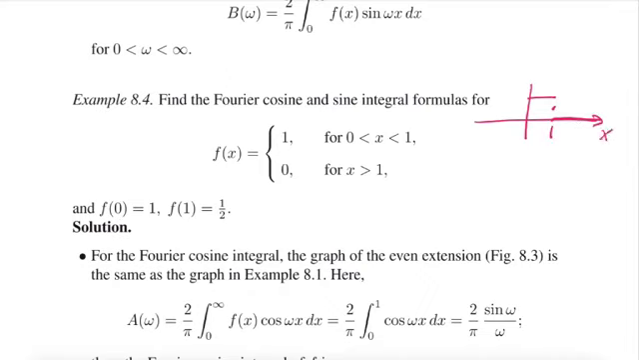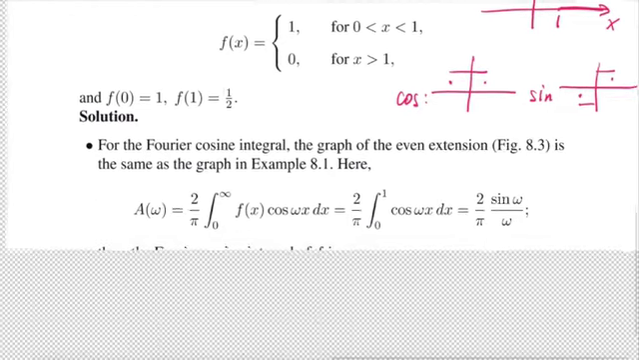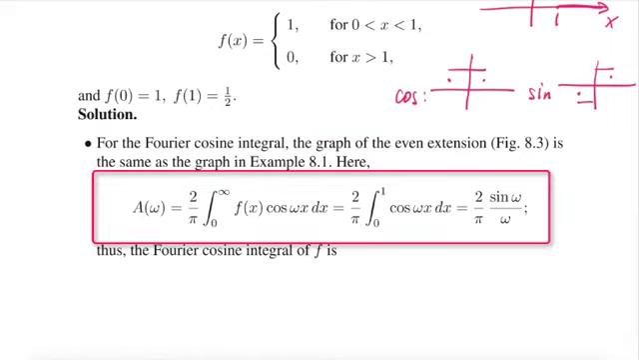And so then for the cosine integral, we look at the even extension, which is exactly the function we had before. And for the sine integral, we look at the odd extension. So that's the function here, and the odd extension goes down there. So that's what we have to do. So then here for the cosine integral, here it's in formulas. We can just use the formula from before, and we get 2 over pi sine omega divided by omega. That's exactly the same integral we solved earlier.